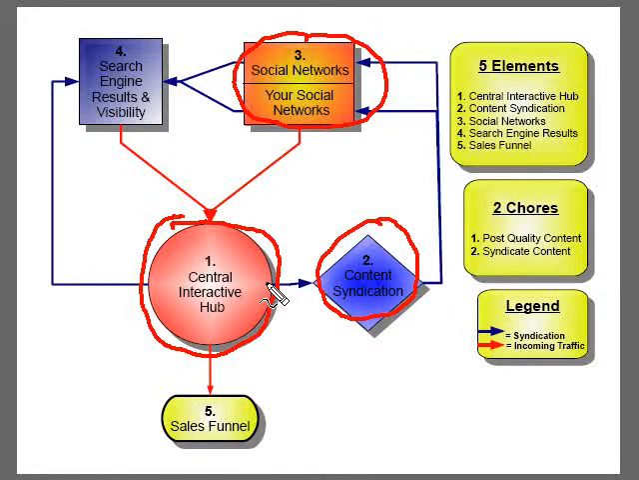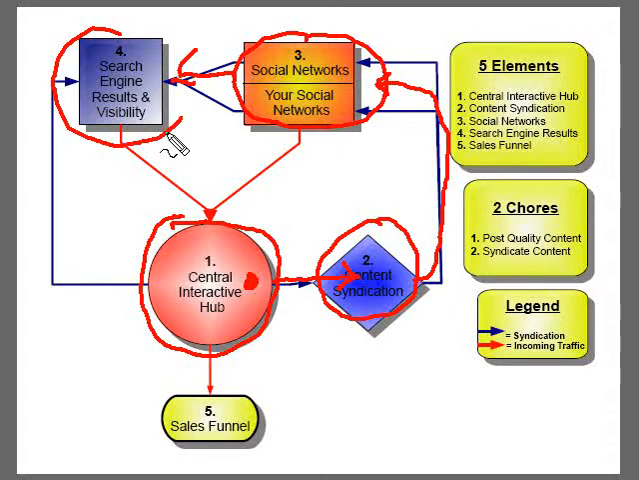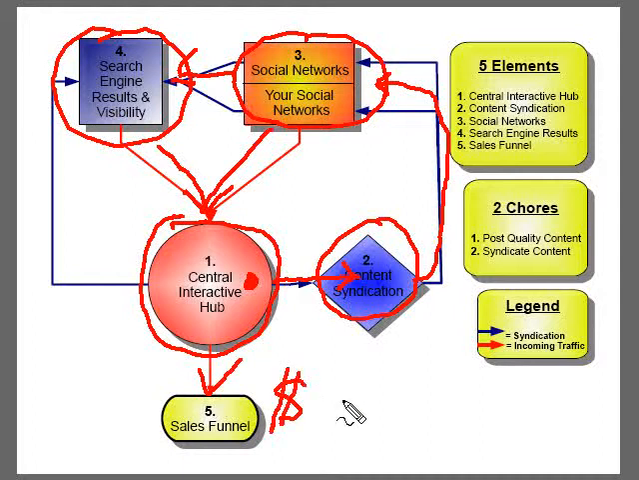So we start here with your new, original, or existing content, passes to the content syndication network, which then passes your content here. And what ends up happening is social buzz is generated, which ends up pushing up your search engine results and visibility. And of course, both of these items bring new traffic and visitors into your central hub, where you can capture them and place them into your sales funnel process, and this is where the traffic is converted into money in the bank.